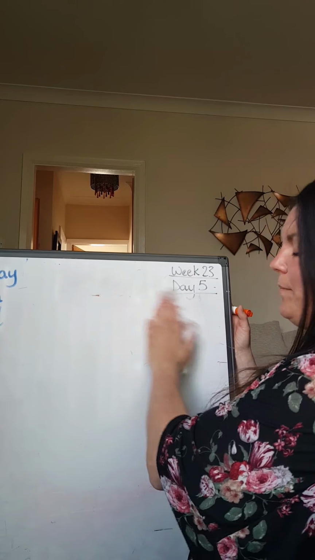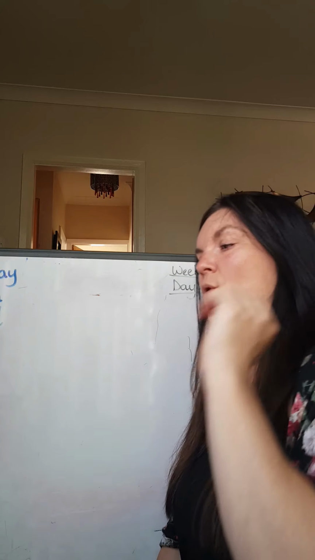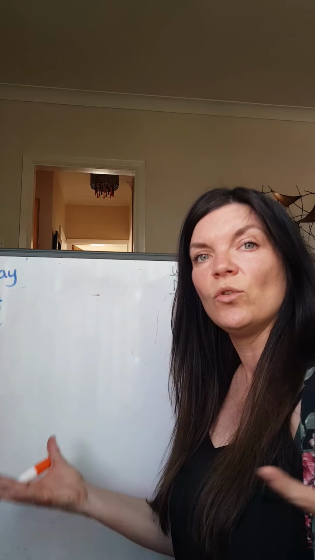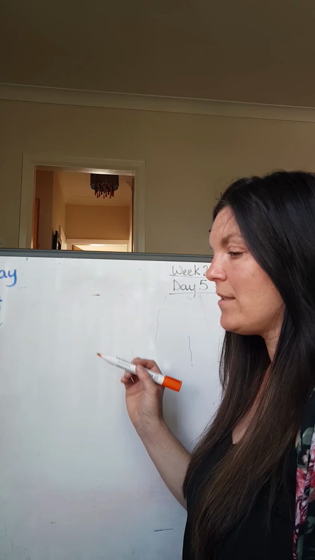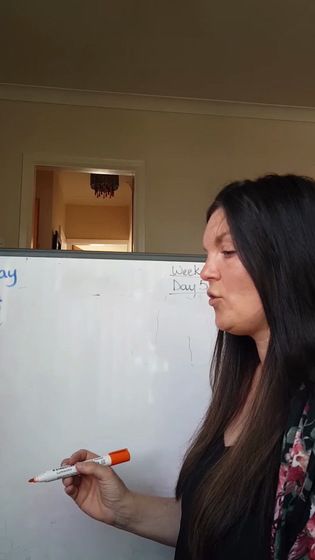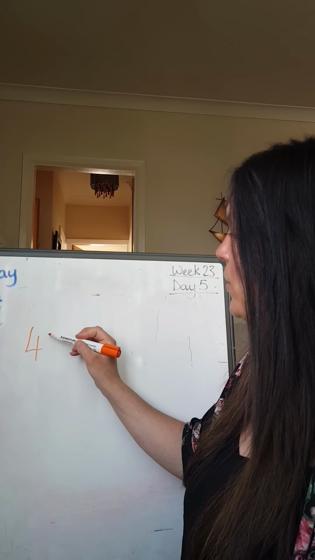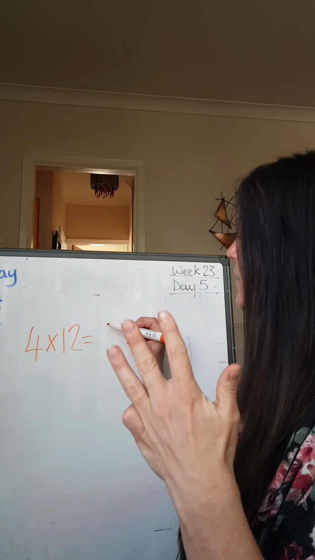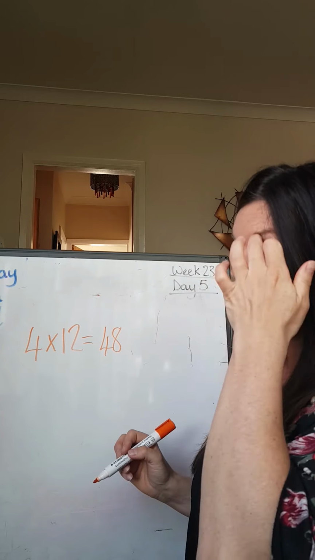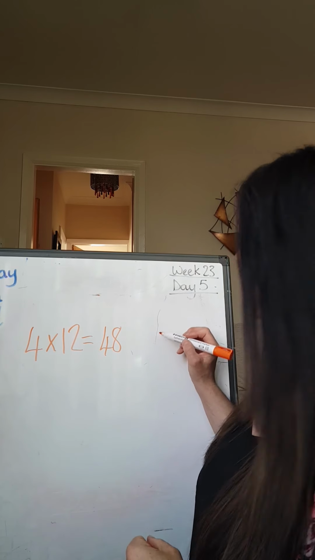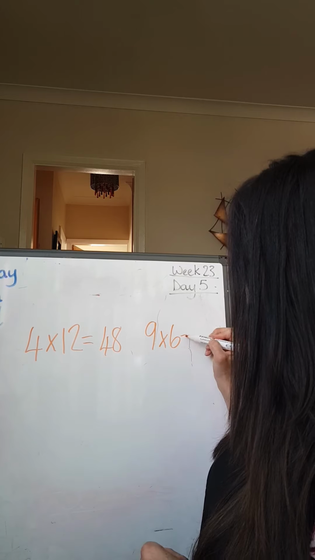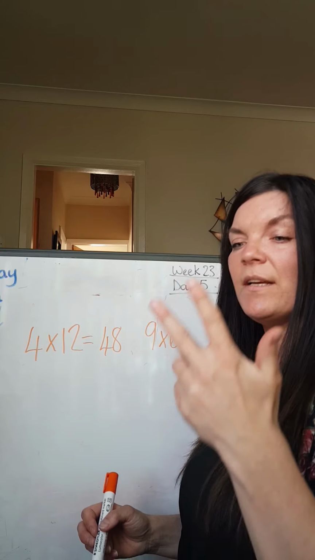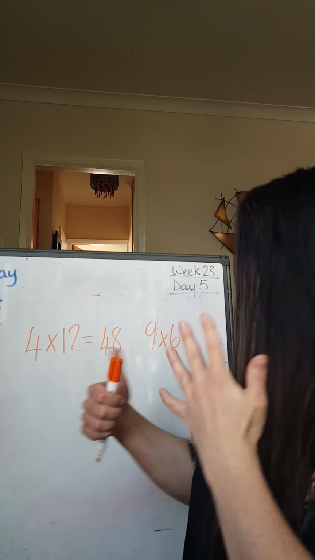Question number 2. A farm shop sells 4 boxes of 12 eggs and 9 boxes of 6 eggs. How many eggs are sold altogether? So the farm shop sells 4 boxes of 12. So 4 boxes with 12 eggs in, 4 times 12. 12, 24, 36, 48. That's 48 eggs. And also 9 boxes of 6 eggs. So 9 times 6. 9, 18, 27, 36, 45, 54. 54.